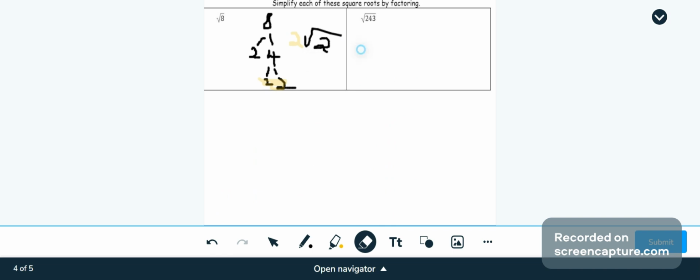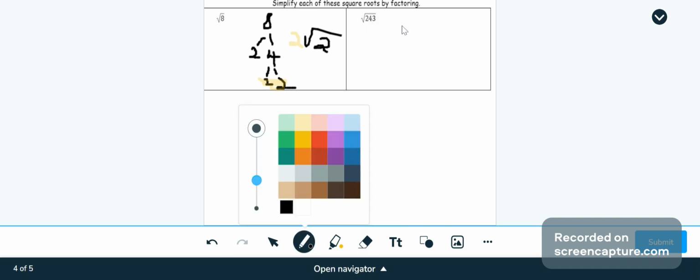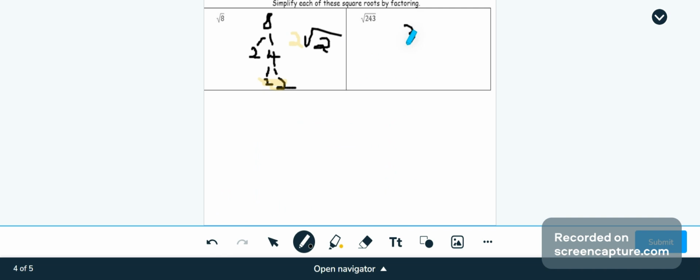What I'd like you to do is the same thing with this 243. I'll give you a hint. Your first factor is going to be 3. How do I know that? 3's got its own property. 2 plus 4 is 6, plus 3 is 9. 9 is divisible by 3, so this number here is divisible by 3.